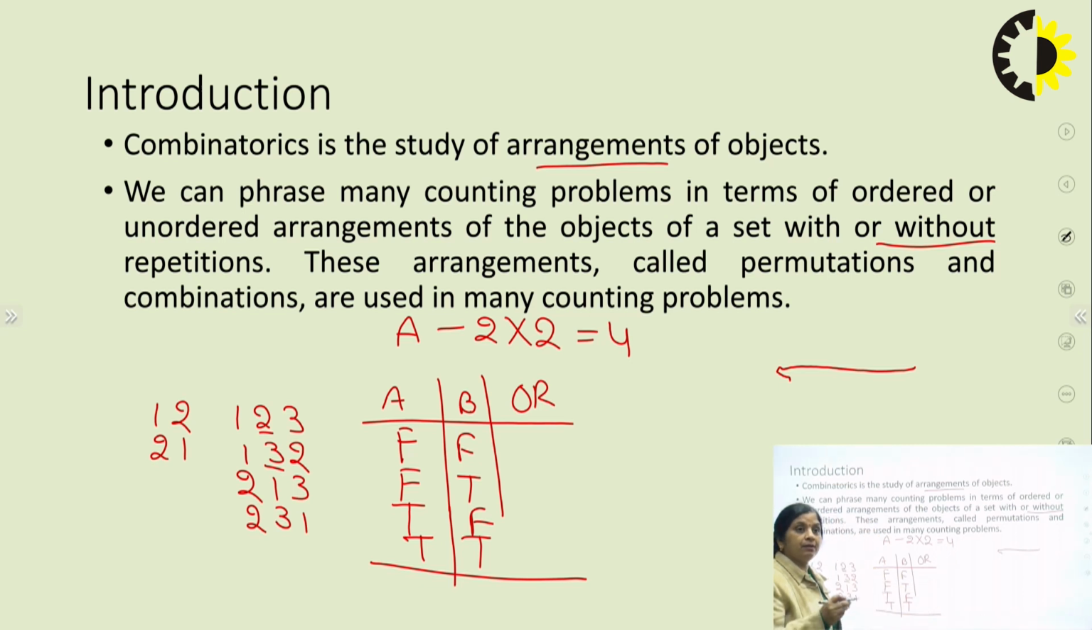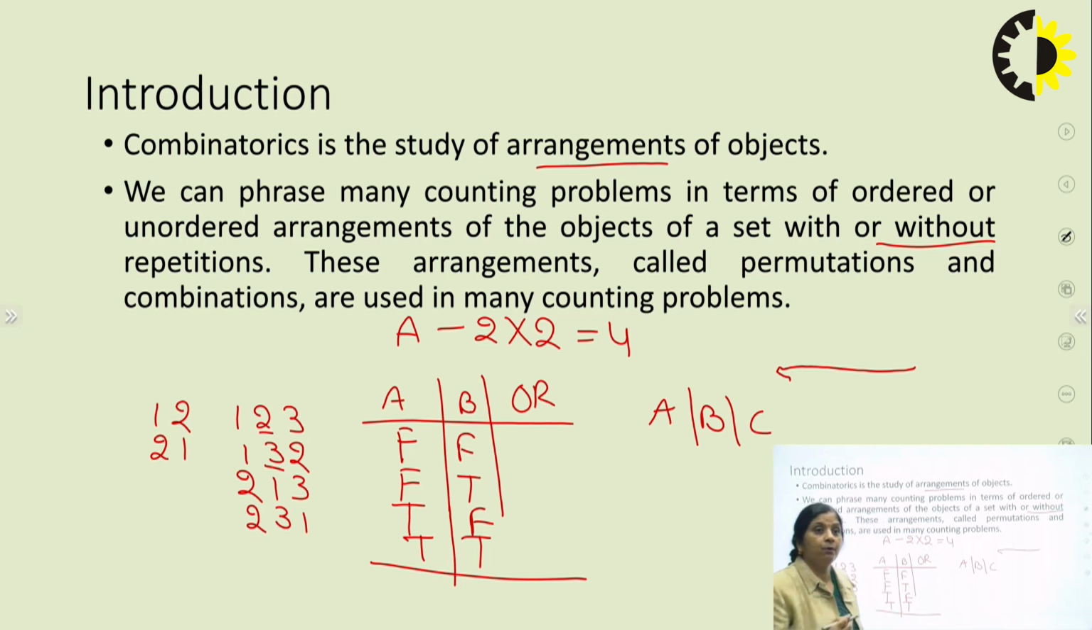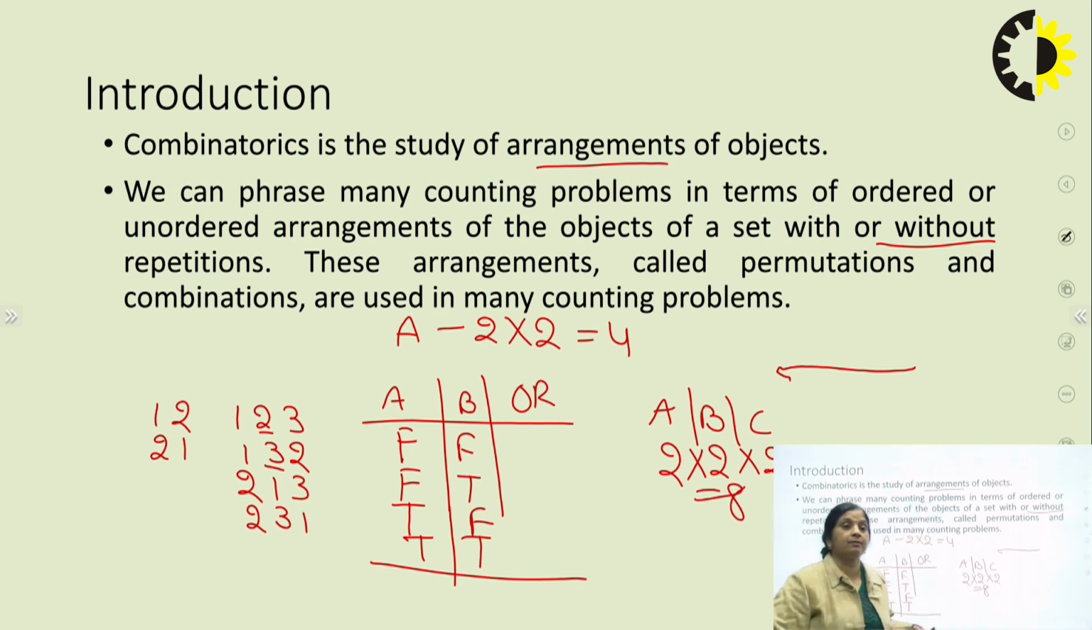Same way I have another input, let me say C. If I take the ORing of 3 inputs A, B and C, what are the possibilities now? All can be false, 2 can be false and 1 true, first false, second true, third false. So how many possible combinations are there? A can assume the value true or false, 2 chances. B can have the value true or false, again 2. C can assume the value true or false, that is 2. So total possible combinations are 8. So that is our topic today, combinatorics. We are going to study the arrangement of objects.